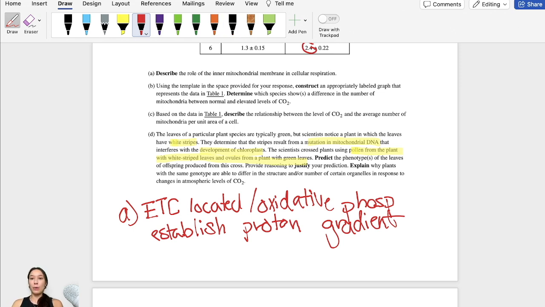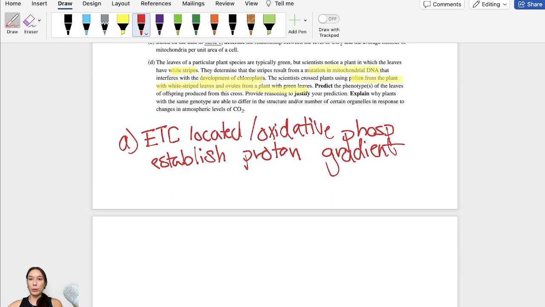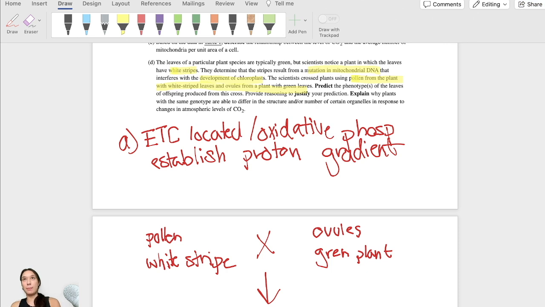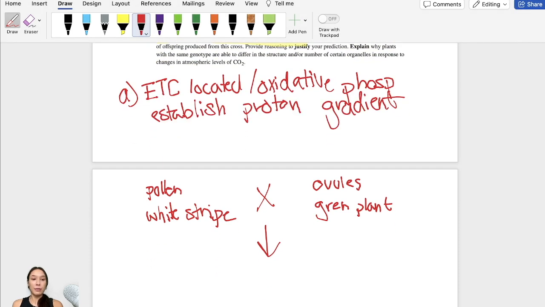Okay, so what we basically did here is we took pollen from the white striped plant, and we crossed it with ovules from the regular green plant. And they're asking you, what are the offspring going to be? Now, the fact that they have given you no concept of dominant or recessive should give you a little bit of a hint here, in that you don't have to do a Punnett square. It's impossible to do a Punnett square for this one.